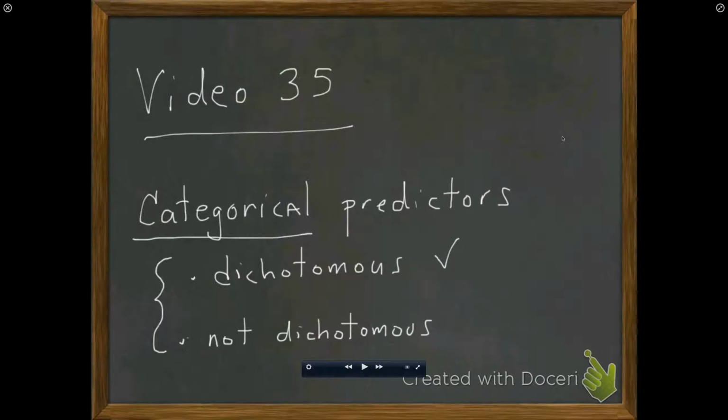All right, gang, this is video 35. We're going to look at including categorical predictors in a multiple regression model. It's a pretty straightforward approach, especially if we have a dichotomous variable. Dichotomous just means we have a categorical predictor with two groups. Gender would be the classic case of a categorical variable that's dichotomous.